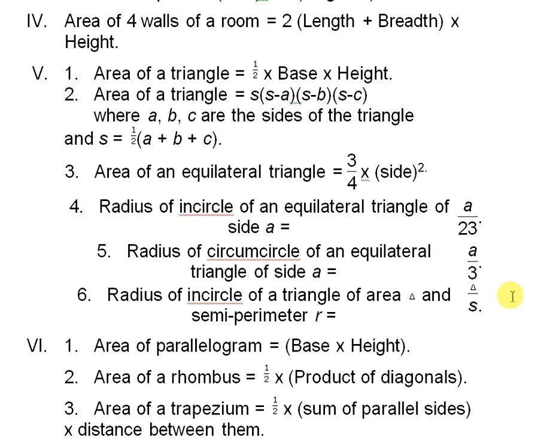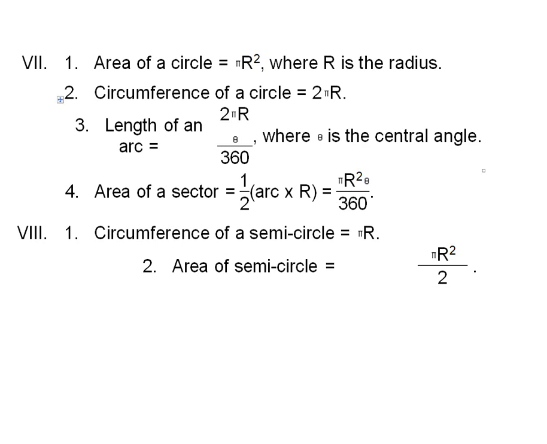Area of a parallelogram is base into height. For a rhombus it is 1 by 2 into product of diagonals. Area of a trapezium is 1 by 2 into sum of parallel sides into distance between them. Area of a circle is pi r square, where r is the radius. Circumference of a circle is 2 pi r. Length of an arc is 2 pi r into theta divided by 360, where theta is the central angle. Area of a sector is 1 by 2 arc into r, which is equal to pi r square theta divided by 360. Circumference of a semicircle is pi r, and area of a semicircle is pi r square divided by 2.